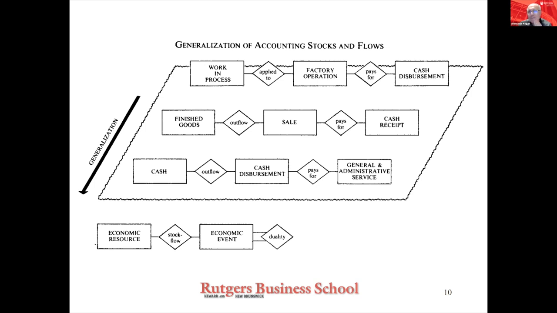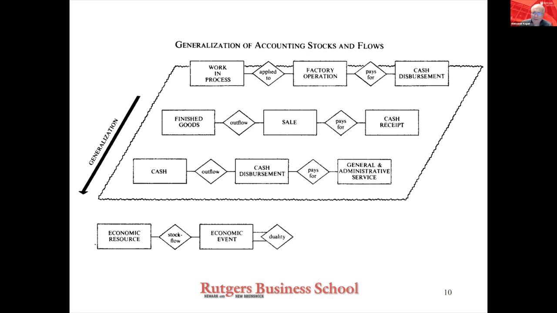So what you see in this example are two different things which are put together. You see the relationships between resources and events, and those are stock flow relationships. And also you see the relationships of duality, which are relationships between different economic events. Okay? So for example, a sale of finished goods results in the outflow of finished goods. But when we collect cash on that sale, that cash will pay for it. Okay, so that payment for it is the duality, right? So cash receipt is a dual event to sale.